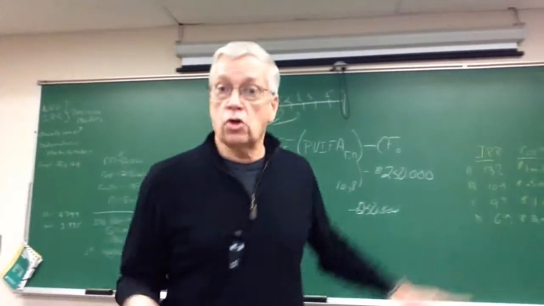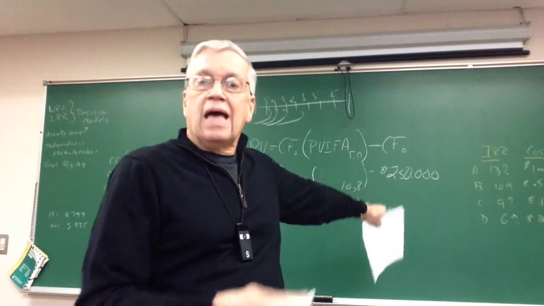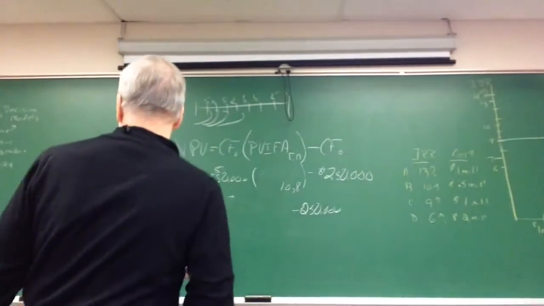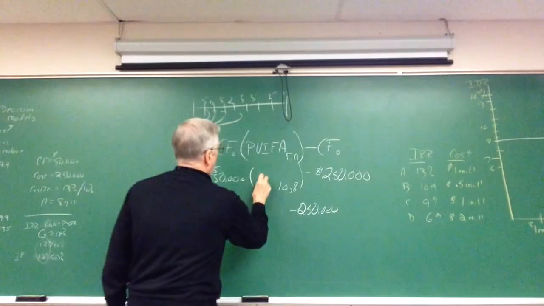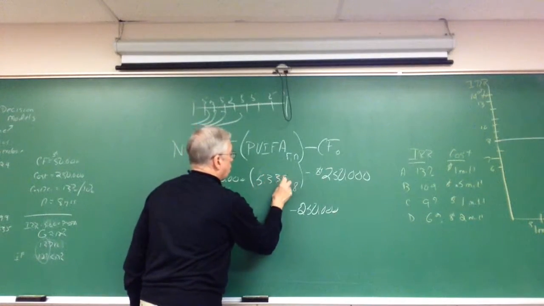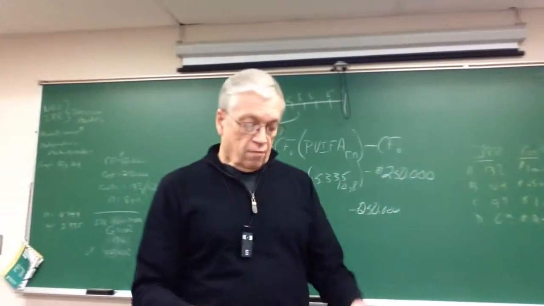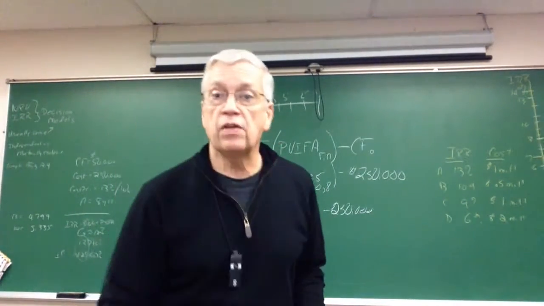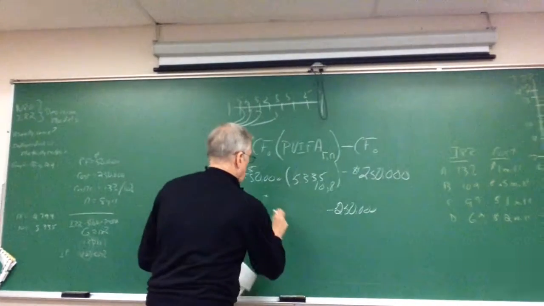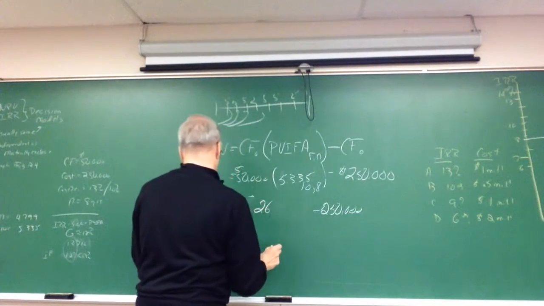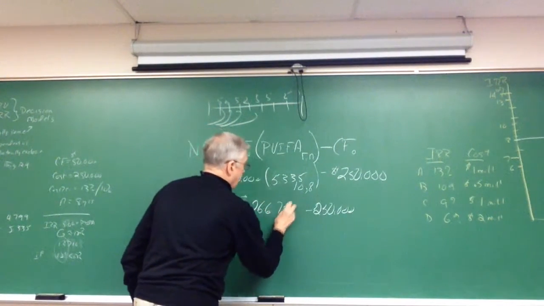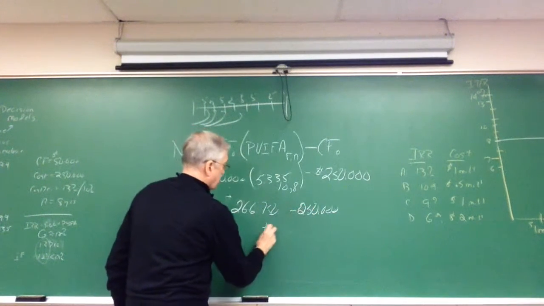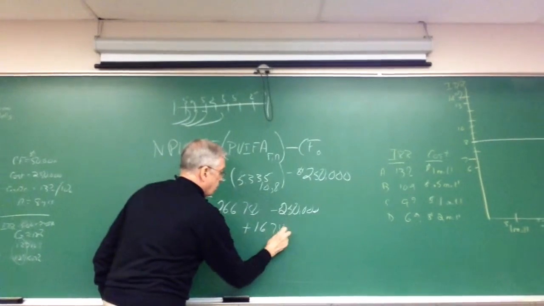And we redo the calculations. The only thing that's changing is that 10%. Now when I go into the chart, 10%, 8 years, my factor comes out to be 5.335. 5.335 times the $50,000 cash flows comes out to be 266,750. 266,750 minus $250,000 is a positive 16,750.